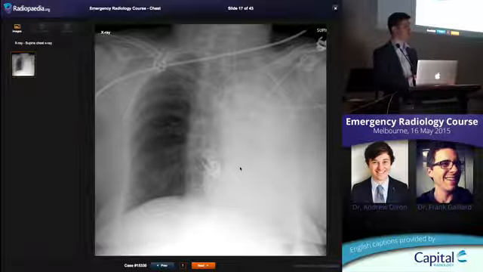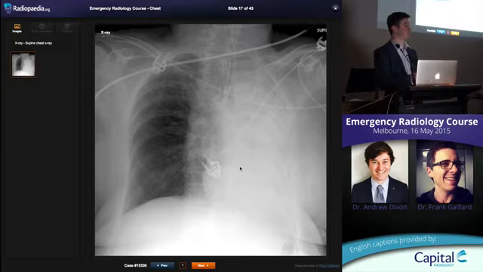So this one, you'd be pretty happy. Patient has ETT in the wrong spot, caused a complete collapse of the left hemithorax. You pull that back, it's probably going to completely re-expand and everything will be fine.